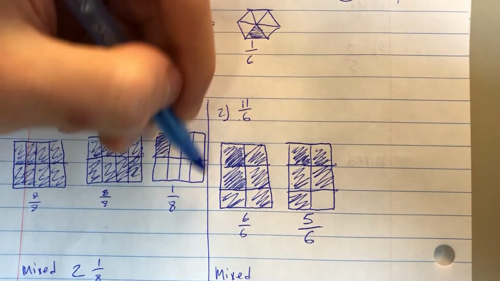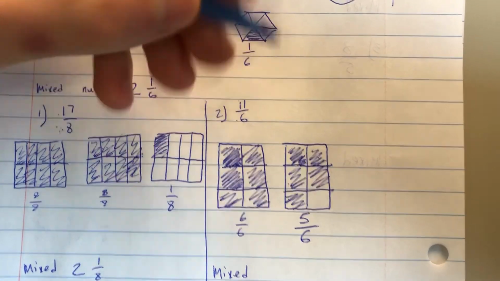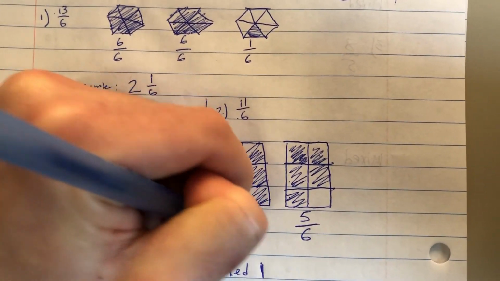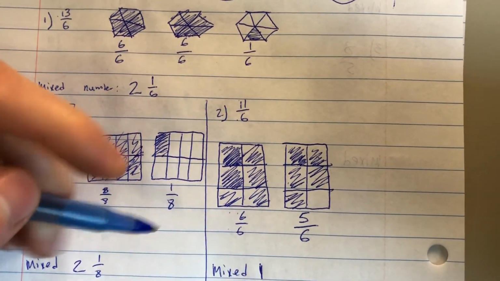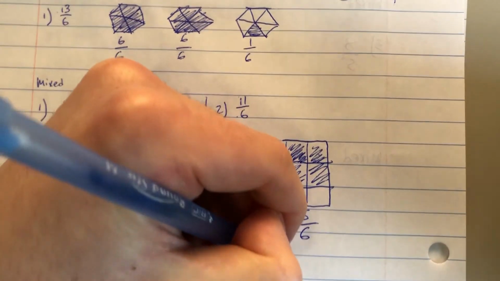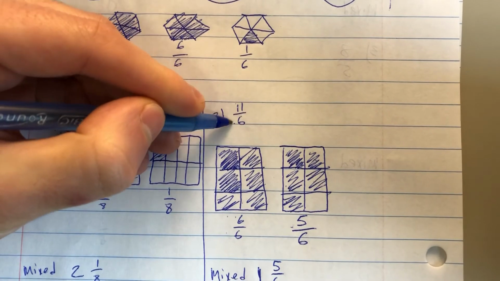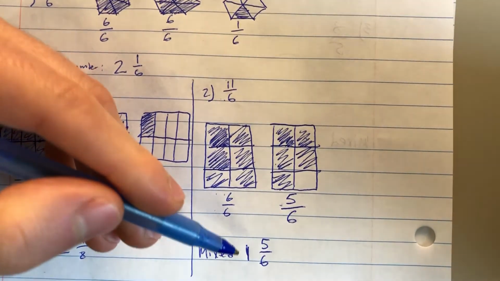So I have one whole square or rectangle circled in. And I know it's a whole because there's 6/6, and so my numerator and denominator are the same. So I'll put a 1 here for my mixed number. And then I have my proper fraction, 5/6. 11/6 is equivalent to 1 and 5/6.